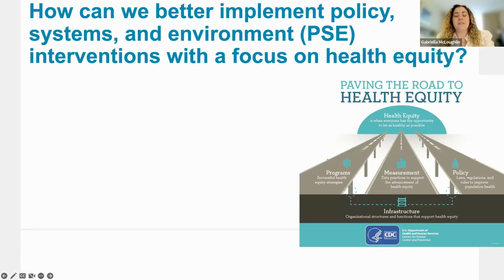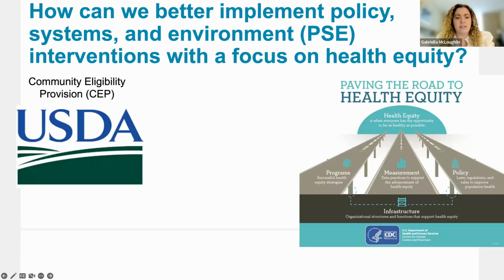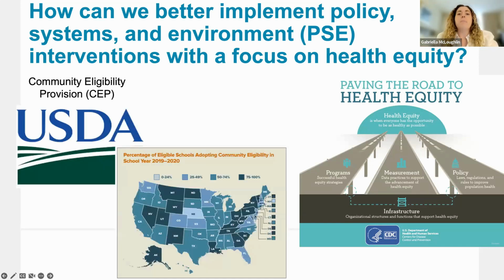So as you can see, one of the CDC images on the right-hand side, which is really helpful to me in terms of looking at not only programs, but measurement and policy aligning to really address these issues. I think if you advance, there's a couple more pieces on this slide. Sorry about that. One of the major programs that exists right now to combat food insecurity and improve children's health behavior is community eligible provision, which basically provides free school meals to any school or district that has 40% or more of its students eligible for free and reduced meals.